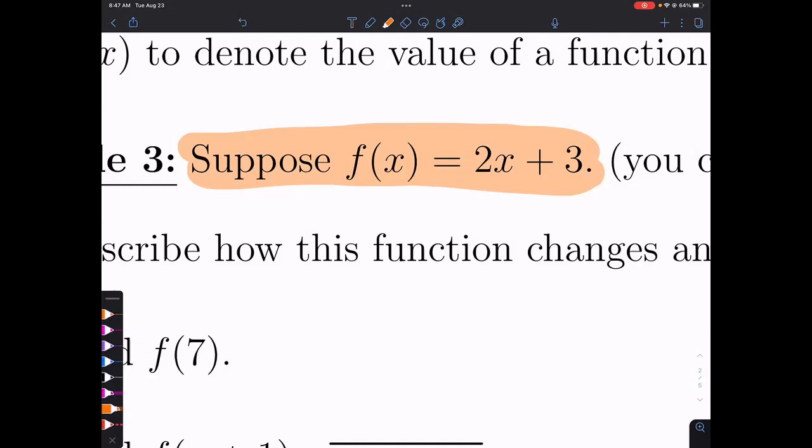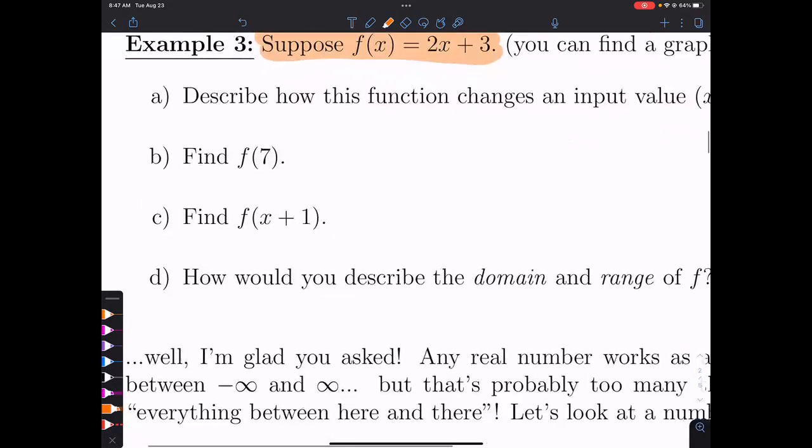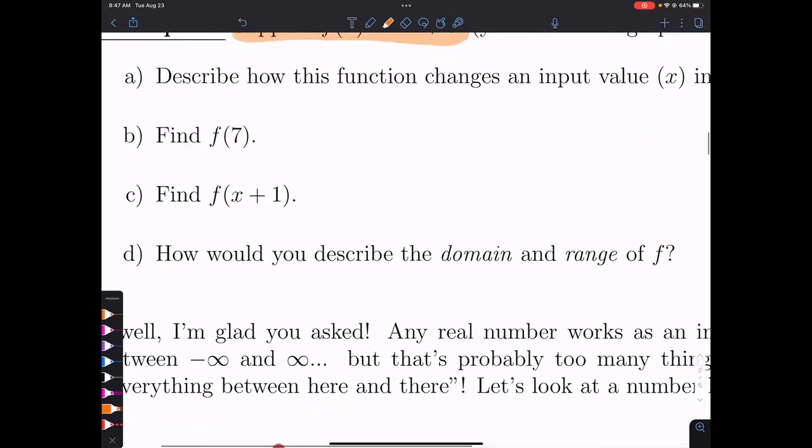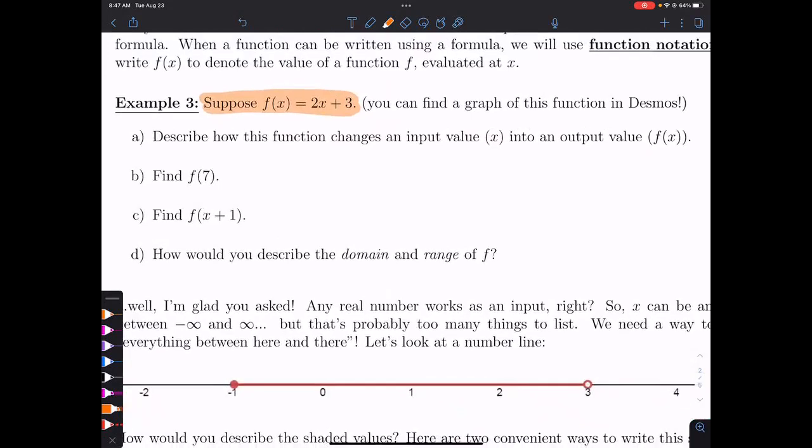Okay, cool. So with your groups then, we've got just a couple minutes left, but we basically just answered part A, like how this changes an input, an x value, into an output, a function value. That's that, you multiply by 2, then you add 3. Use that idea to find f of 7 and what f of x plus 1 would be. Part B, you should get a number. Part C, you're going to get a thing that still has x's in it. And then think also in part D about how you would describe the domain and range of that function.